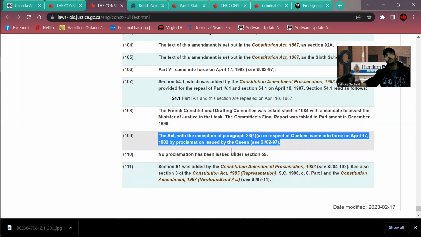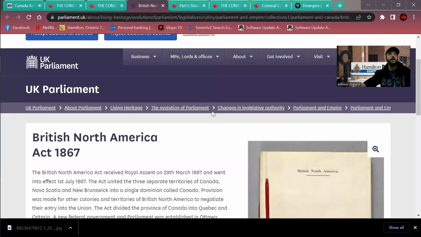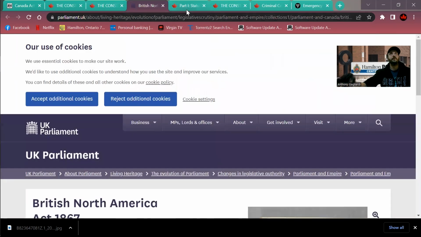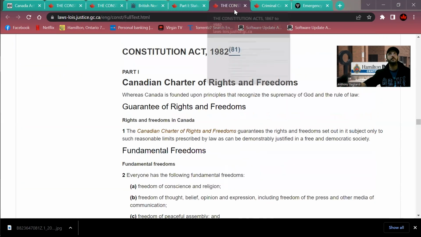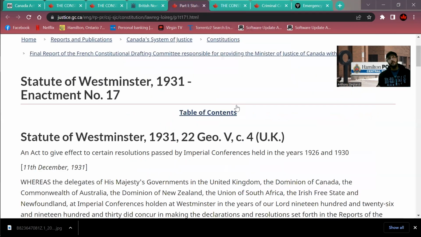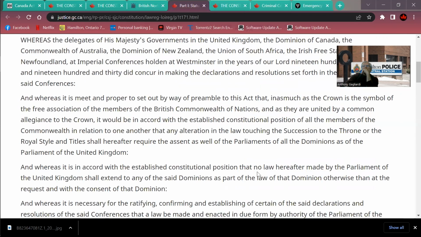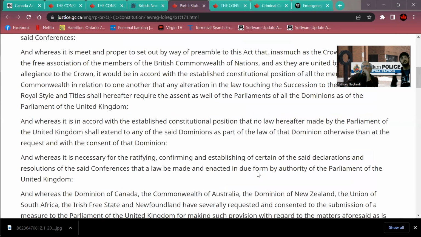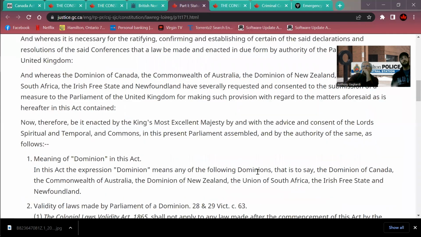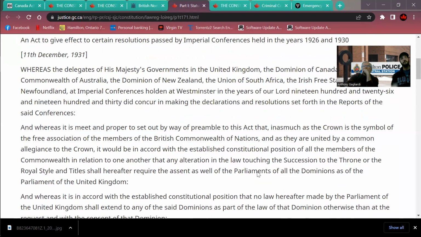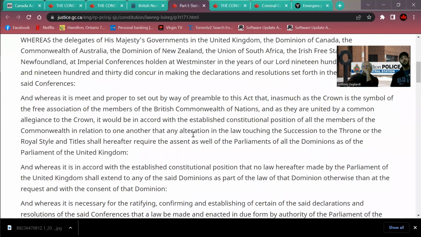So if it's a proclamation and it's only good in the UK, let's take a look at that. Actually, why not? This is the British North America Act, Statute of Westminster. Let's go to the Statute of Westminster for a second. There's something really important in here. A lot of people say that the Statute of Westminster is what allows everybody to be independent of the crown.